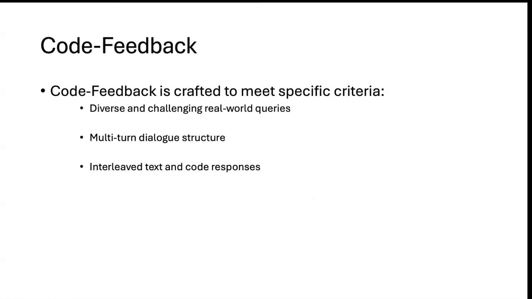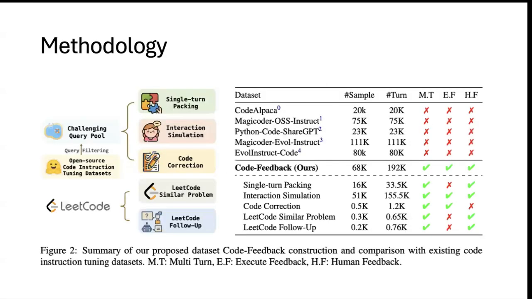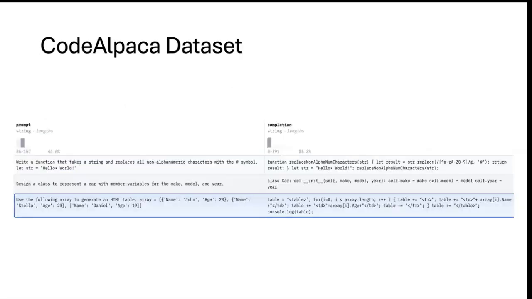To get this data set, they have utilized a few existing open source instruction tuning data sets, such as Code Alpaca or Magicoder, etc. Just going through the structure of this data set, we can see that each one has a prompt and a completion. Here completion refers to the output, and the prompt could be taken as a query given to the open source large language model.